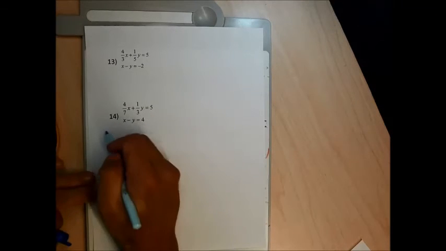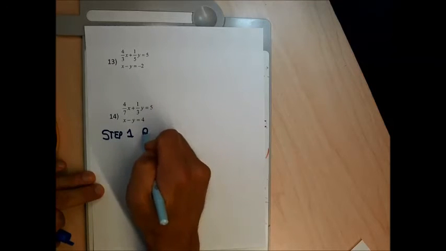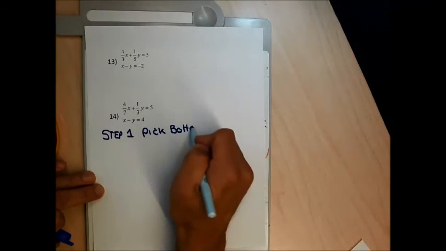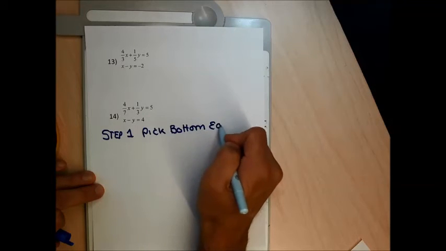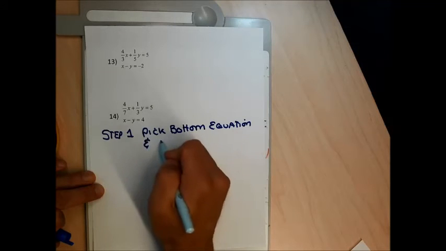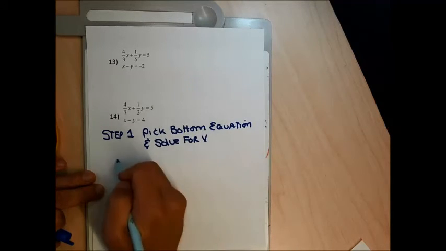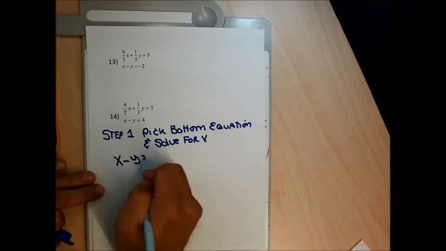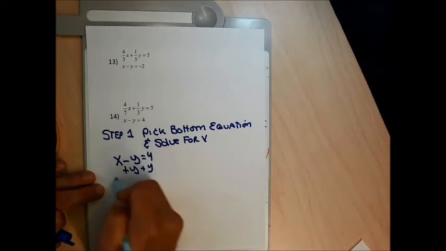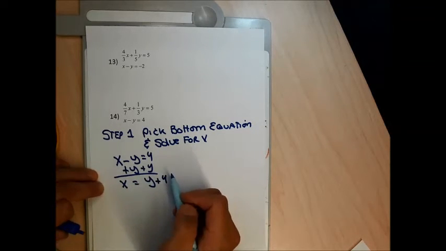So for my step 1, I'm going to pick the bottom equation and solve for x. So that starts off with x minus y equals 4. I'm just going to add y to both sides and get x equal to y plus 4.